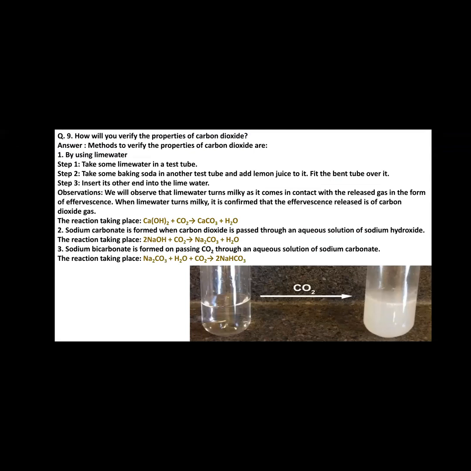How will you verify the properties of carbon dioxide? Methods to verify the properties of carbon dioxide are as follows. First method, take a small amount of lime water in a test tube, take some baking soda in another test tube, and add lemon juice to it. Fit the bent tube over. We have to take two test tubes. In one there is lime water and in another baking soda and lemon juice.